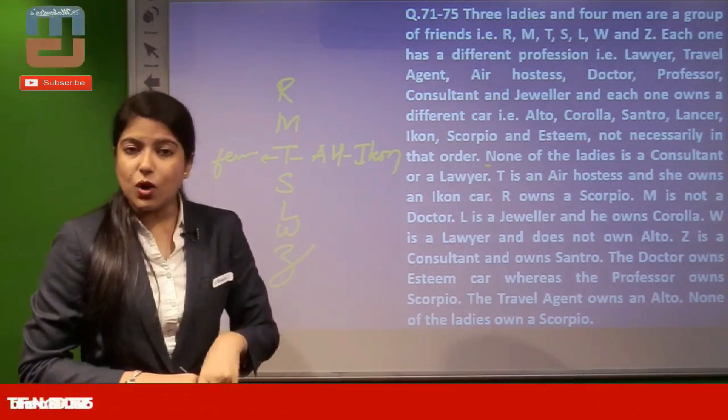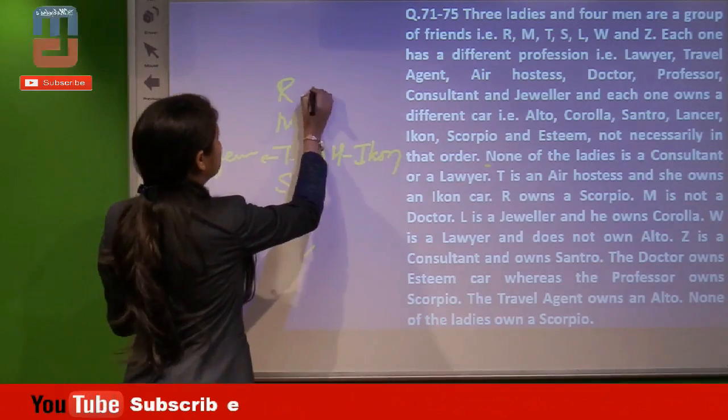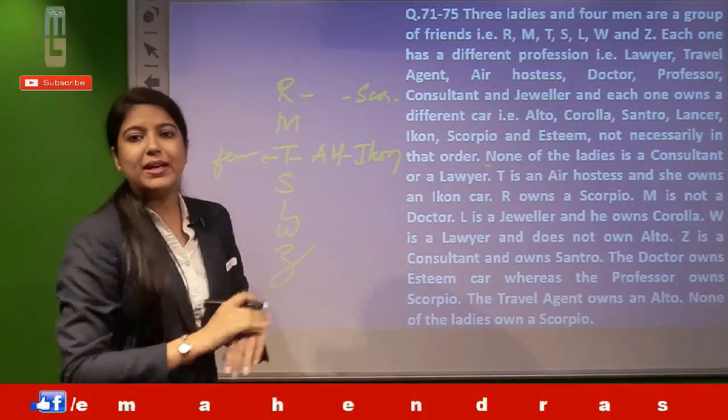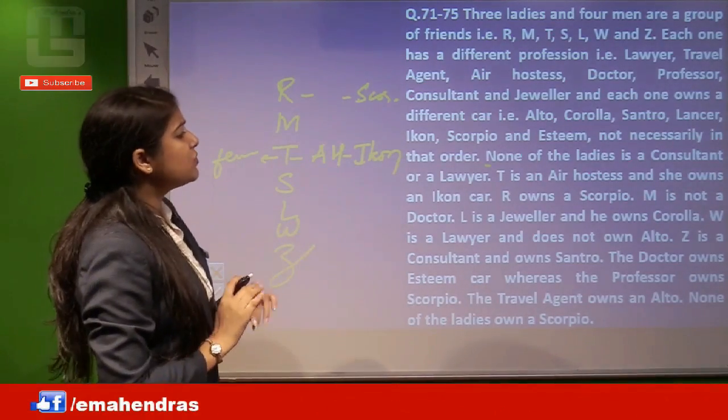R owns a Scorpio. Now we don't know whether R is male or female, but we know R owns a Scorpio. So we have pinned that over there. Now taking up the next part.